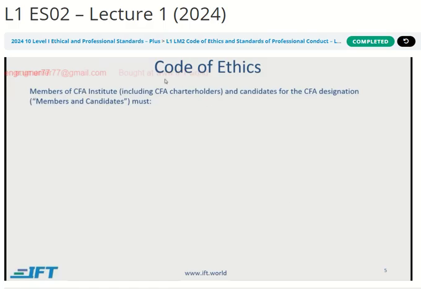Next, we come to the Code of Ethics. The Code of Ethics represents the underlying fundamental values that members and candidates must have. It is this Code of Ethics that essentially drives the standards. What I'm going to do here is just read out the Code of Ethics, and your job is to go through this code several times and essentially memorize it.